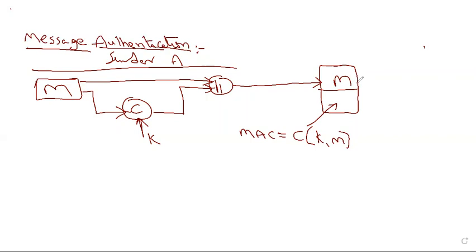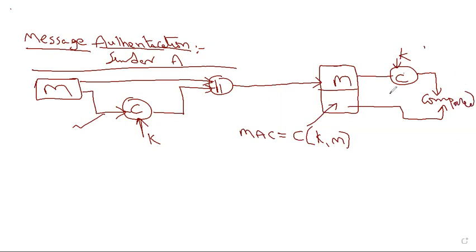But the receiver must again generate a MAC code from the received message with the help of the same key, because whatever procedure the sender used, the same procedure must be used by the receiver to verify whether the received message is correct or not. So this MAC code and the MAC code he already received are compared with each other.